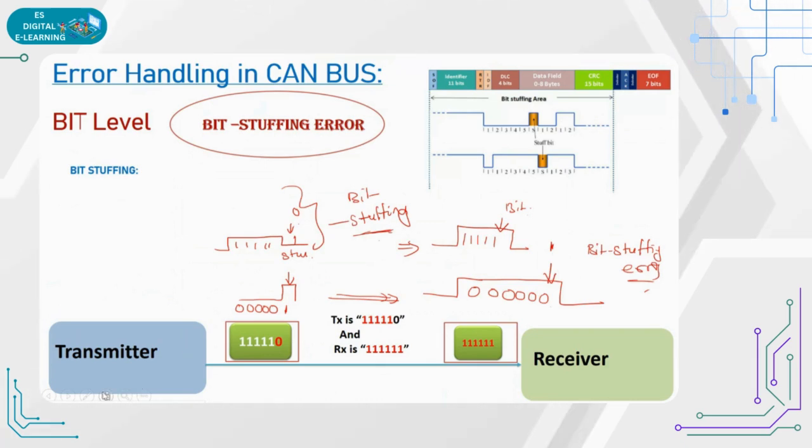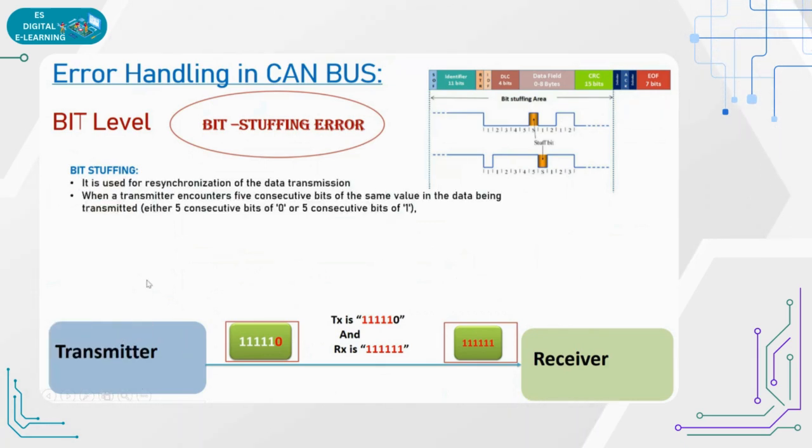Let's understand what a bit stuffing is. Bit stuffing is used for resynchronization of the data transmission. Write it down, bit stuffing. Definition: bit stuffing is used for resynchronization of the data transmission when the transmitter sends 5 consecutive bits of the same value. You can see these are the same values in the data being transmitted, either 5 consecutive bits of ones or zeros.